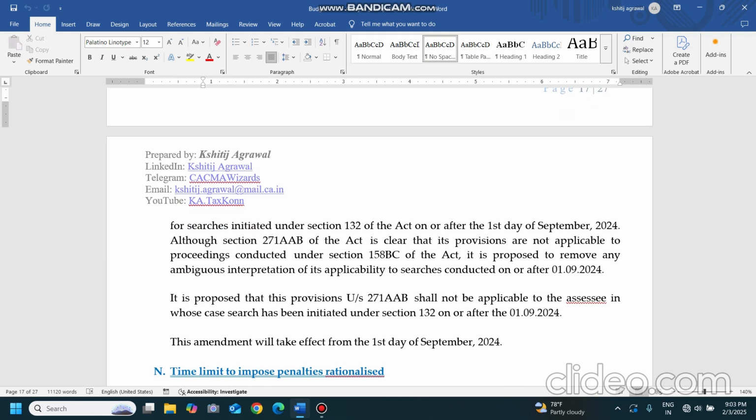So, section 271AA is not clear on whether the provisions are applicable. It is clear that the provisions are not applicable in the proceedings conducted under 158BC. So for the new block assessment process, 271AA won't apply. This penalty won't apply. So now they have made it clear and have proposed to remove any ambiguous interpretation of its applicability to searches conducted on or after 1st September 2024. This means they have clarified that section 271AA won't be applied in cases of search under the new provisions of chapter 14B, that is section 158BC, on or after 1st September 2024, because the new assessment proceedings under search are applicable from 1st September 2024.